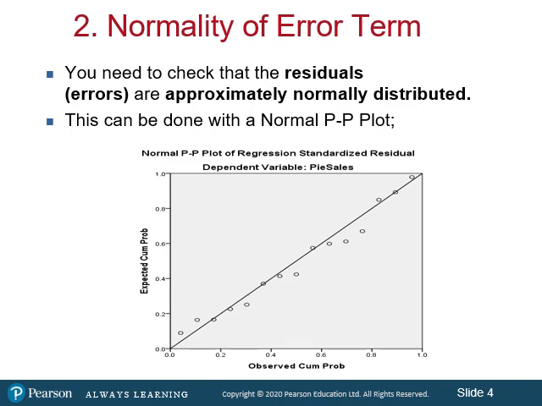Number 2 will be normality of the error term. You need to check that the residuals are approximately normally distributed. This we will look at the normal PP plot. This is the normal PP plot given. What we want to see is these points here, they are very close to the line. If you have a cyclical pattern increasing and decreasing, then you have residuals which are not normally distributed. So this is how you assess assumption number 2, which is normality of the error term.